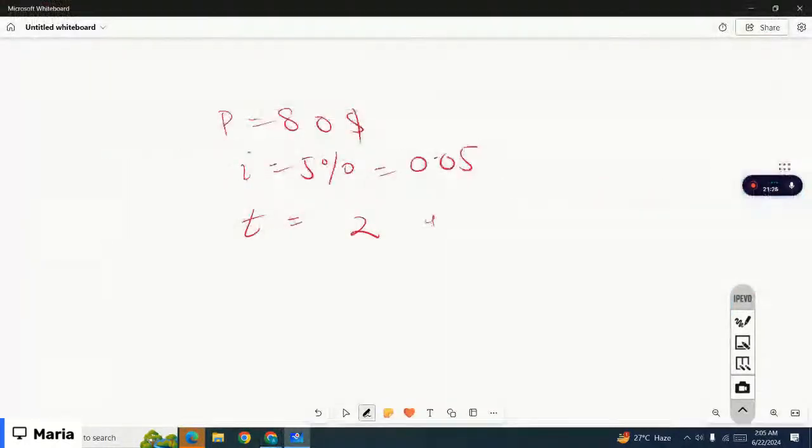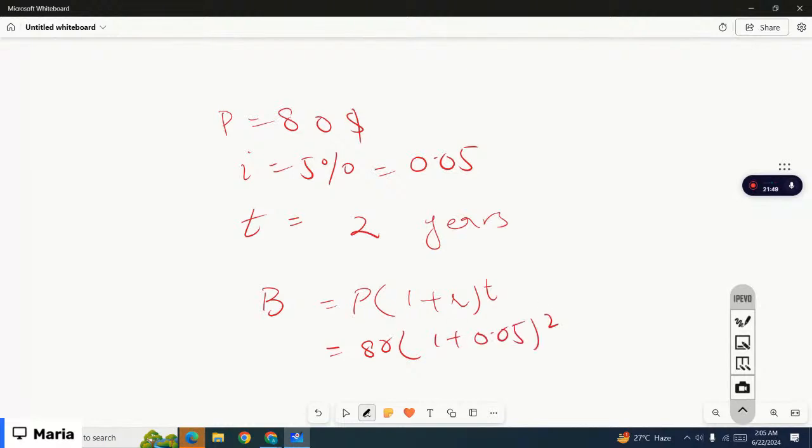Yes, 2 years. You can use the formula B equals P(1 plus R) exponent T. Just put in the values in the formula and calculate the value. So P is $80, 1 plus 0.05, and exponent 2. So let's just calculate the value. 1.05 squared is 1.1025, and multiply by $80.